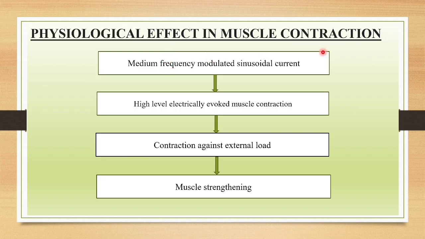So coming to the physiological effects. Russian current is a medium frequency modulated sinusoidal current, which causes depolarization of sensory and motor nerve fibers synchronously, and the motor nerve depolarization induces the activation of the fast type 2 motor units. Because of the medium frequency sinusoidal current, the type 2 fast motor units are recruited, and this may produce a high level of electrically evoked muscle contraction, and the contraction will be against the external load and finally leads to muscle strengthening. So this is the basic physiological effect of Russian current or sinusoidal current.